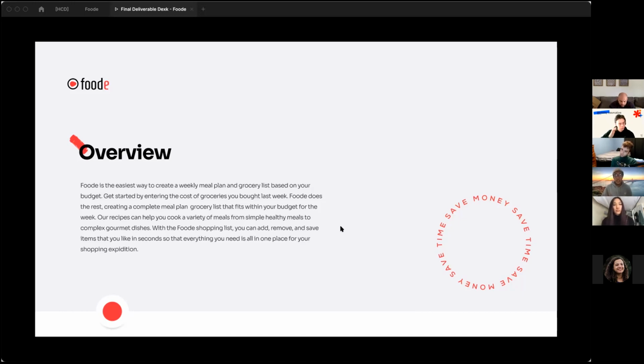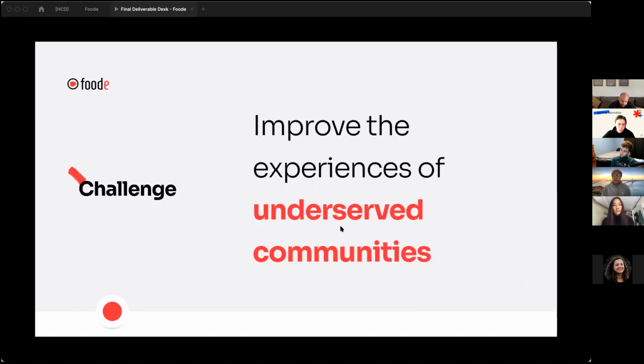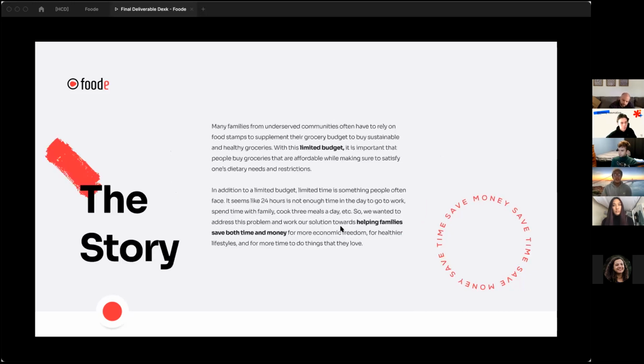And so our challenge for this was that we wanted to improve the experiences of underserved communities. To first address this challenge, we made different classifications of underserved communities. The story behind this is that many families from underserved communities might not have the same resources that people in more privileged communities have. And so this limited budget is important to allocate effectively. With this app, we're hoping to save time, money, and help families, along with individuals, be more efficient in their grocery shopping trips.